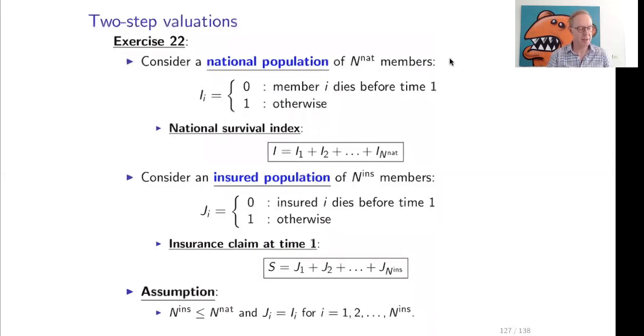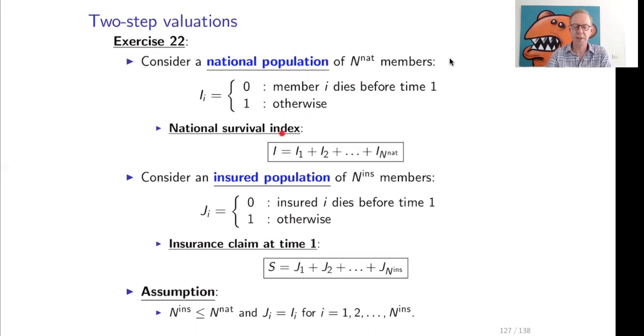This was exercise 21. Let us now have a look at exercise 22, which is similar to exercise 14 that we have seen in a hedge-based valuation context, but now this is the same setting in a two-step valuation context. We consider, as before, a national population of n national members, where I_i is a Bernoulli variable which can only take the values 0 or 1: 0 if member i dies before time 1, 1 in the other case, hence if he survives.